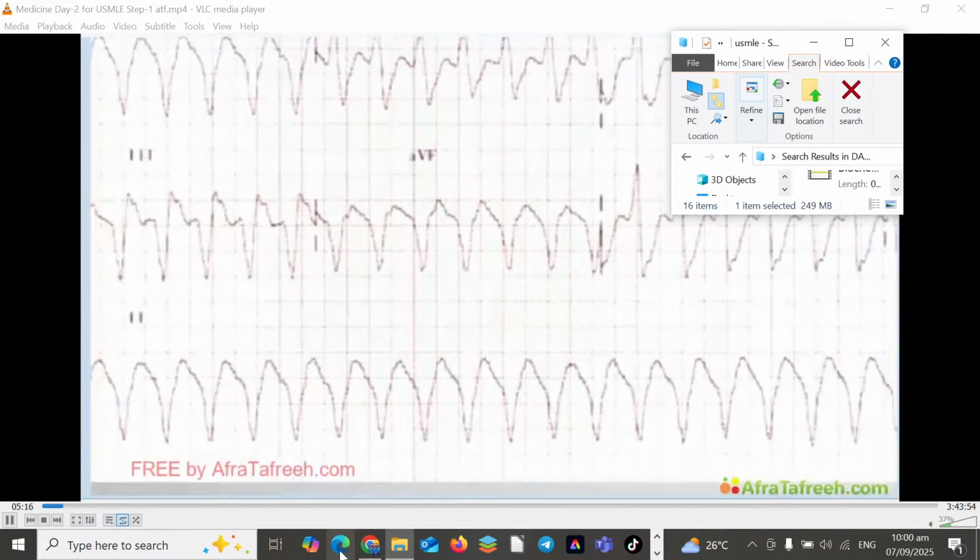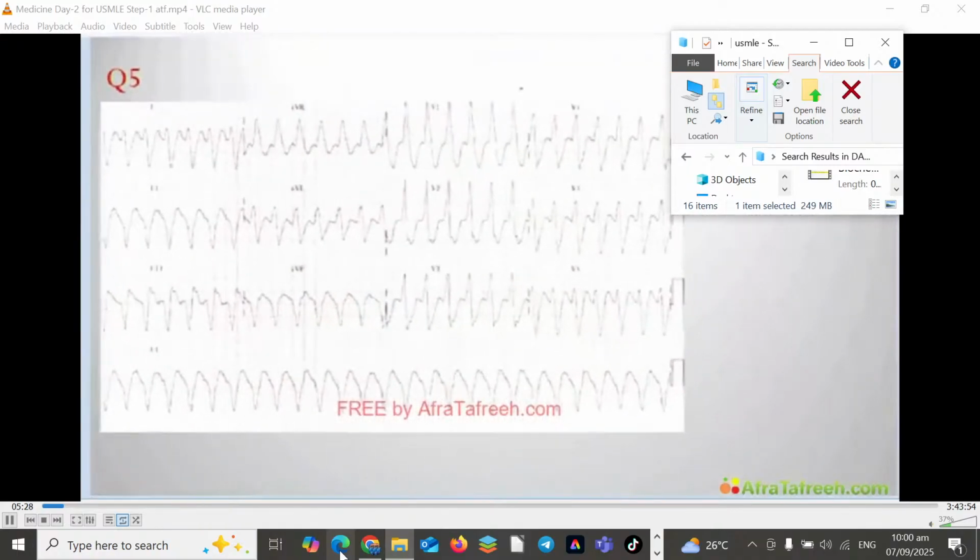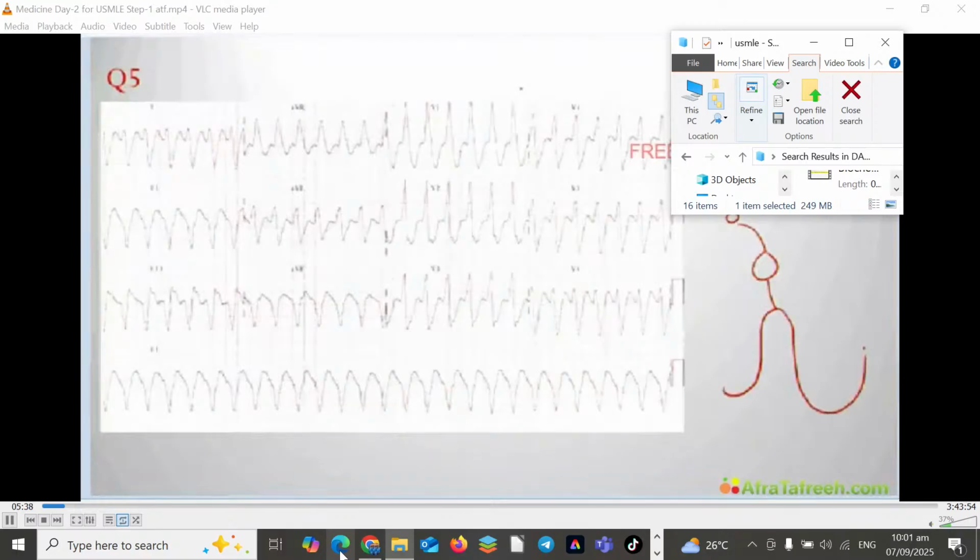When it is more than 120 milliseconds, it is called a wide QRS complex. When you consider conduction down the normal electrical conduction system, it is going to be very rapid. When it is rapid, the QRS complex is a narrow complex.